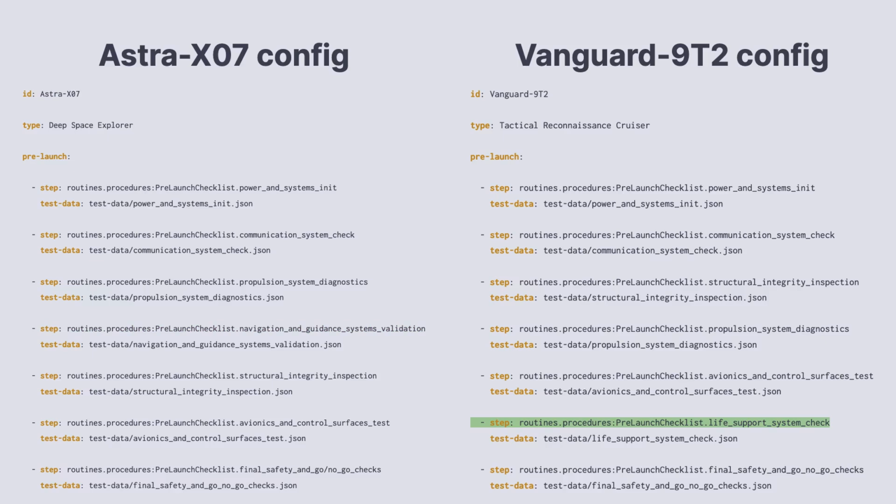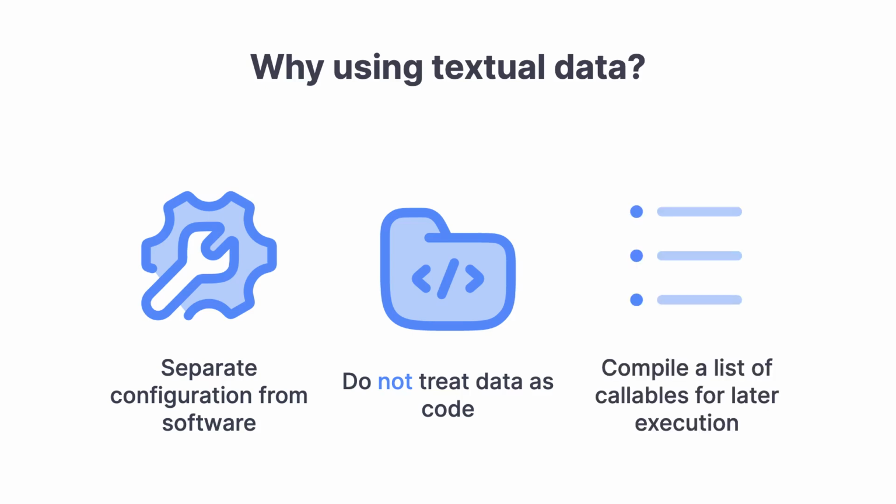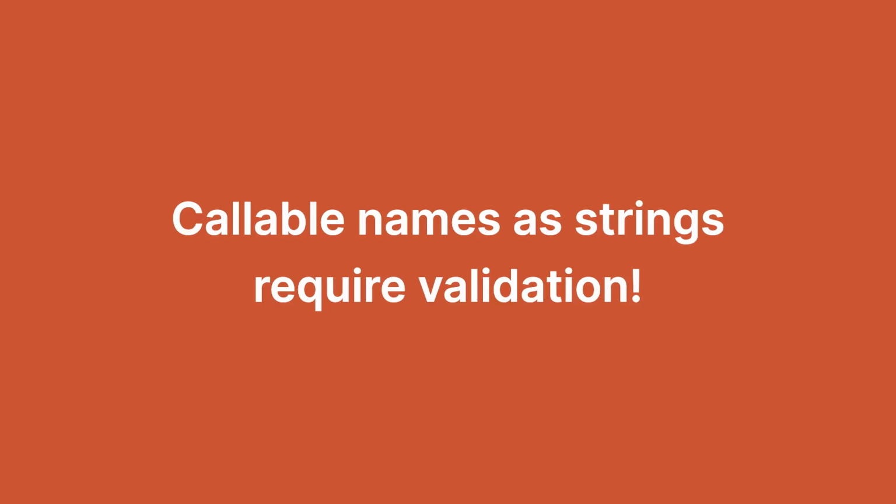We would rather store these pre-launch checklists together with other configuration files for the spacecraft, not with the diagnostic software. After all, a list of procedures for a particular spaceship is data and definitely should not be treated as code. Another reason is that we may want to compile a list of callables, each performing a step in the routine, to be evaluated and executed later after some additional preparation and configuration actions. That will lead us directly to the need for validation.